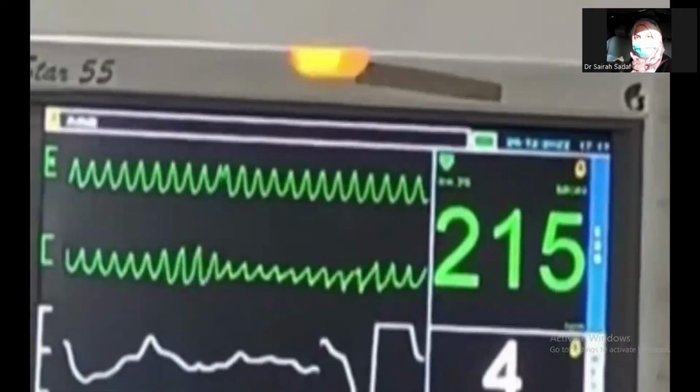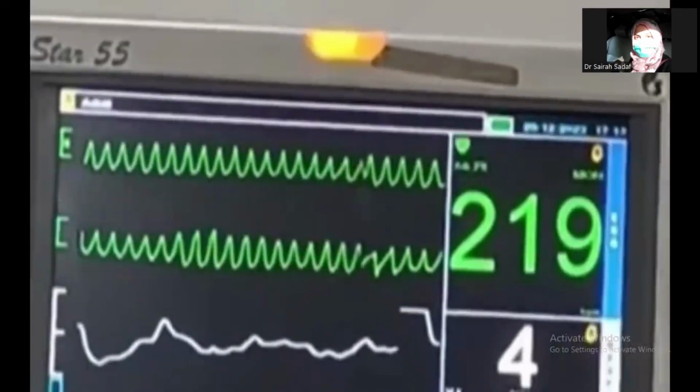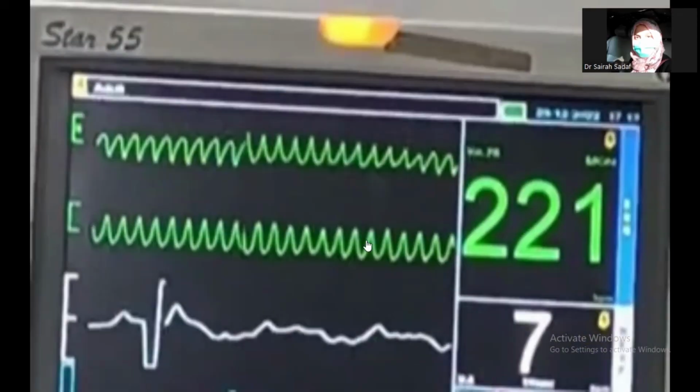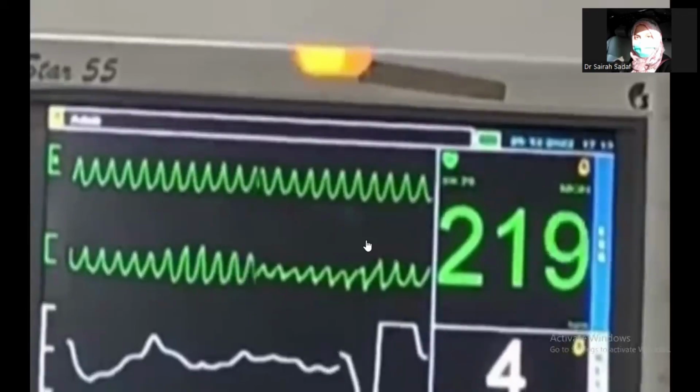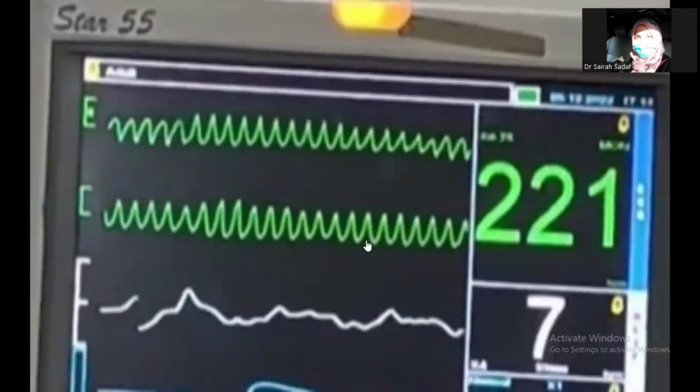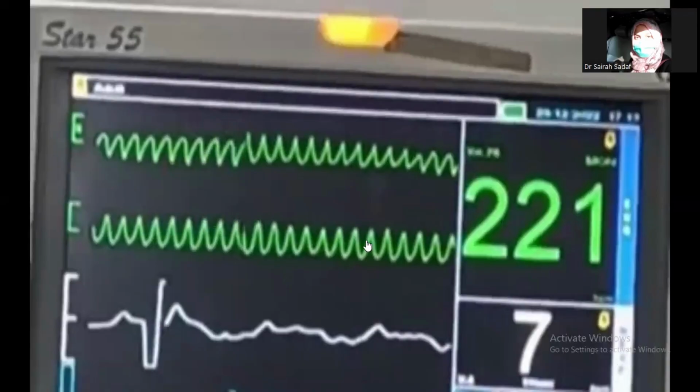Now, what is this? Online audience, what is this? This is TDP. Rabia, what is TDP? Torsades de pointes, okay. That is the abbreviation of that. I'm totally old school and I don't know the abbreviation for it. I just got it. Thank you.